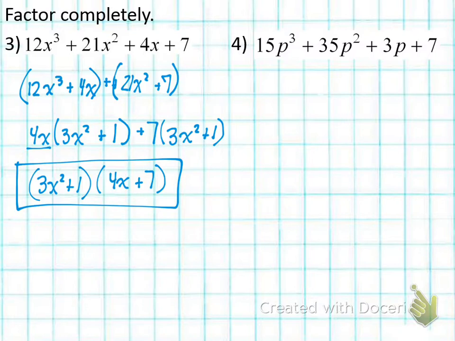5p squared plus 1, and then what? 3p plus 7? Yeah. Good. Okay, so you got that one by yourself, so that's good. I feel good about ending the lesson here. All right.